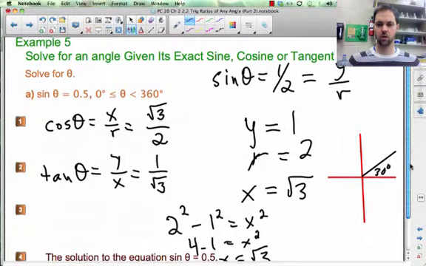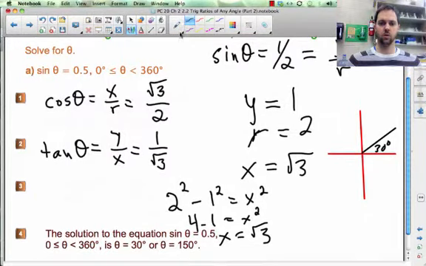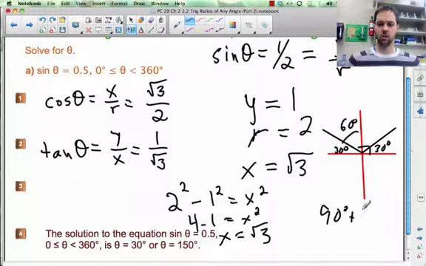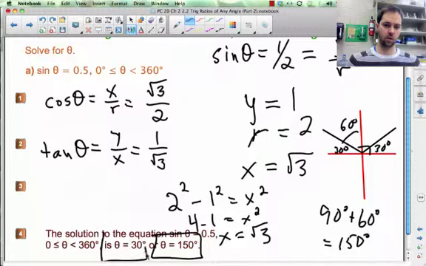Or, since y was given to us and we knew that the sine of the ratio was positive, we could have our angle right here with the reference angle of 30 degrees, meaning this whole big angle is 90 plus this, which is 60, and 90 plus 60 is 150 degrees, and that's how we get our two answers down here.